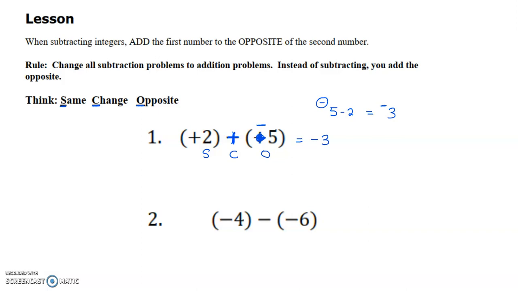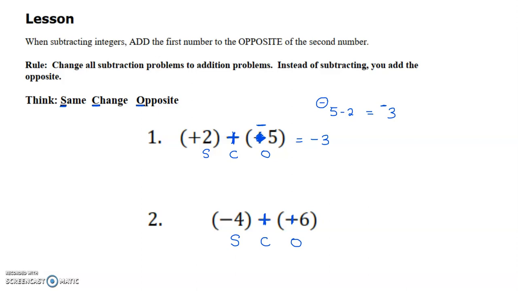For number 2, we're going to use same change opposite again because of the subtraction sign. So we're going to keep -4 the same. We're going to change the minus to a plus sign. And we're going to change the -6 to a +6. Notice that for every time I do this, I'm making 2 pencil strokes. One to change to a plus sign, and the second pencil stroke to change to its opposite.